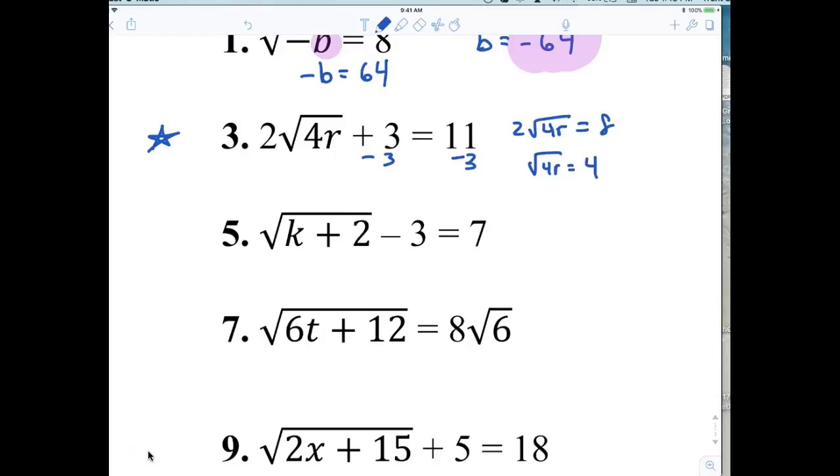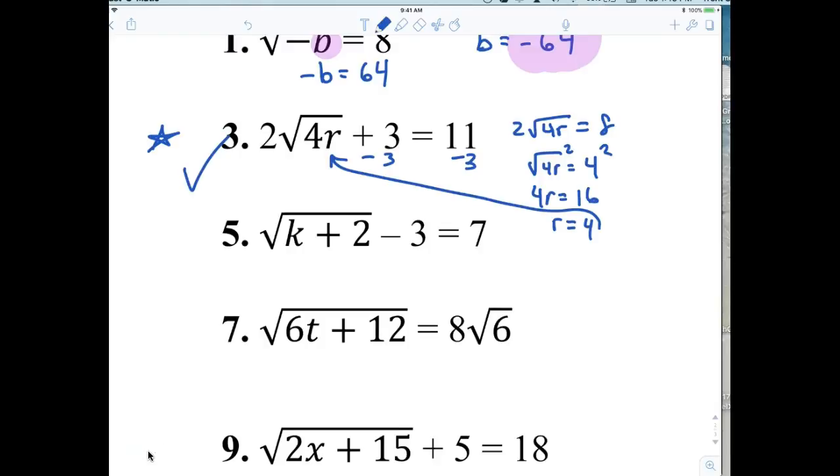Now how do I undo the radical? Square both sides. So now I have 4r is equal to what? 16. And now what? R equals 4. Now how do I know I'm right? Because I can take the 4 and plug it in real quick. What's 4 times 4? 16. Square root of 16 times 2 plus 3. Does everybody see how easy that is to check? All right. Very simple. Very, very simple.